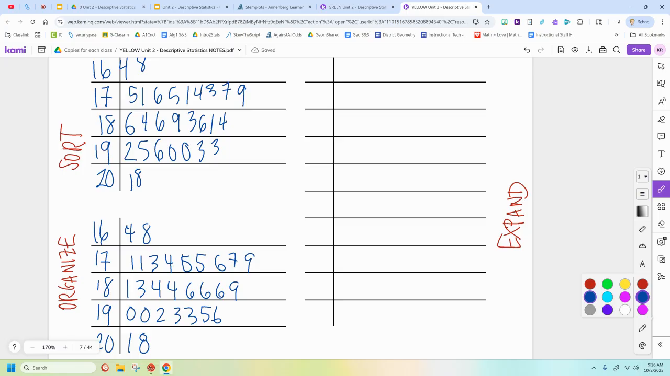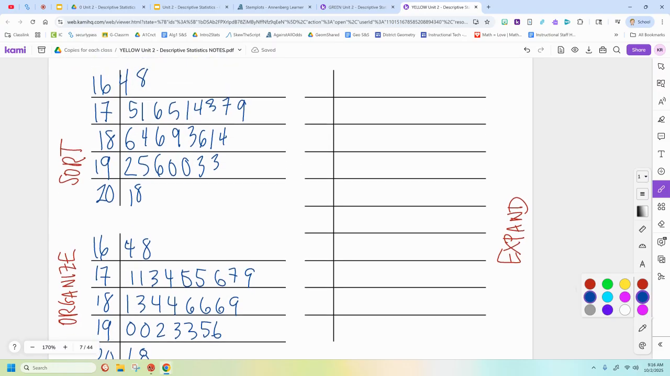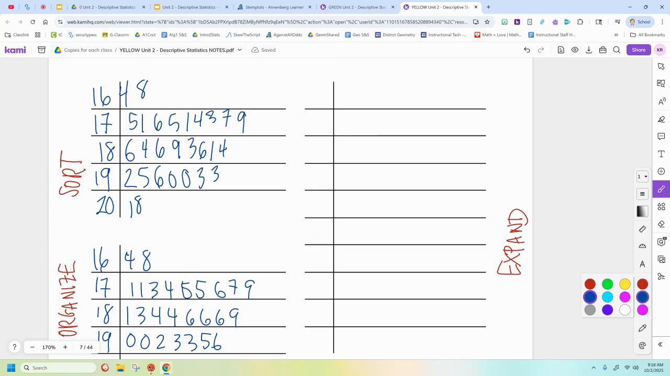Can someone check my work? Is mine right? Good. Okay, great. So then this is where we have that perfect example of it's really too clumpy to understand what's going on, right? So we're going to expand it. So then you would go up here and go 16, 16, 17, 17, 18, 18, and so on.